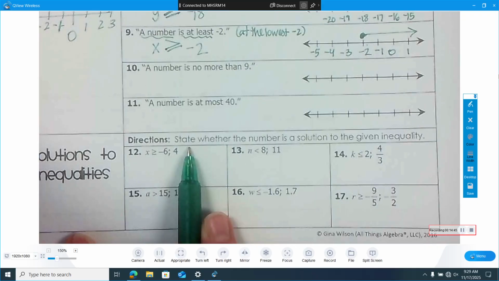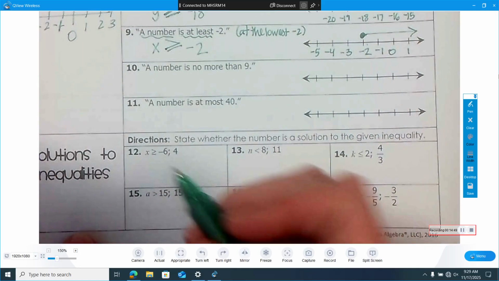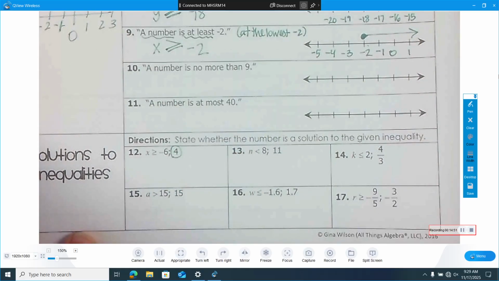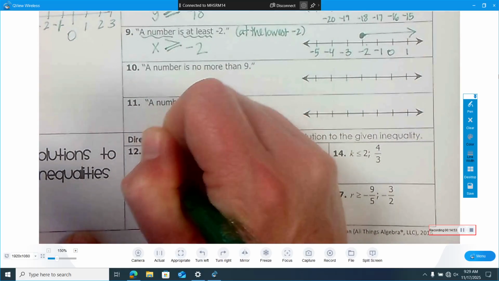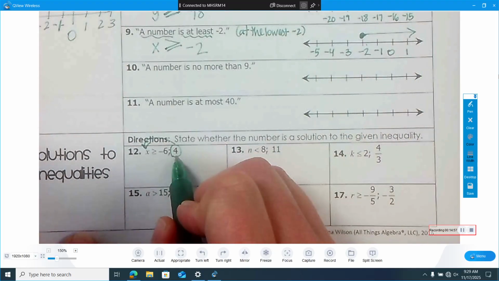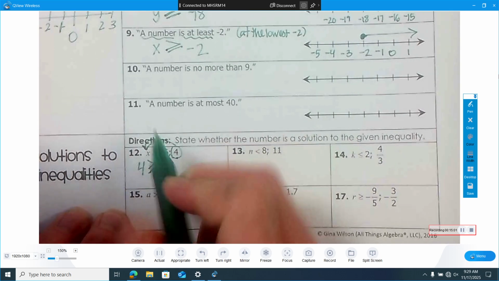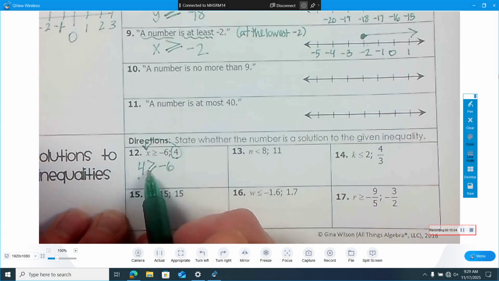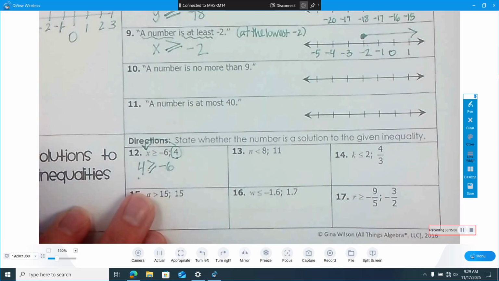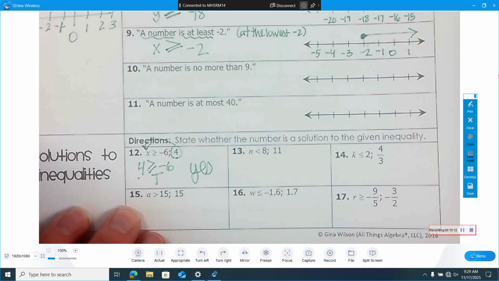Real fast here, we want to state whether the number is a solution. So we want to know if we take the solution of 4 and plug it in, is it true or is it false, is what we're asking. So we want to ask, does 4 work? If I plug in a 4, is 4 greater than or equal to -6? Is 4 bigger than -6? Yes, this is true. So then yes, it's a solution. So this is all we're doing. Is it true or is it false?